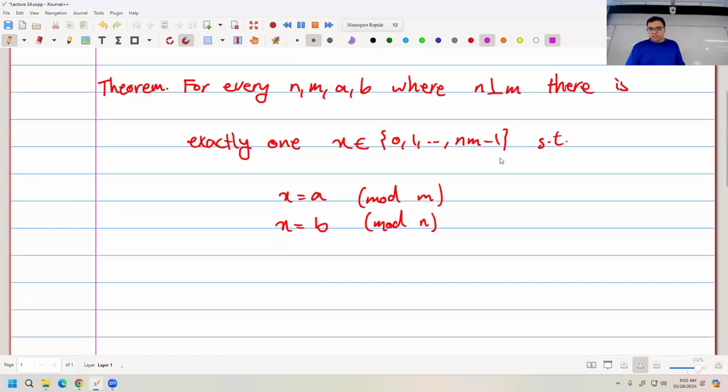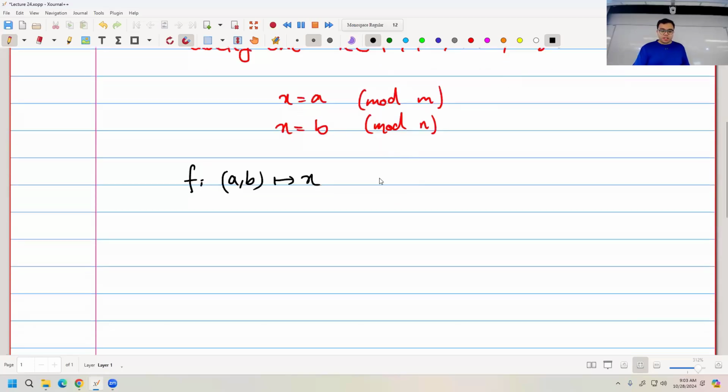Now, here's what I'm going to do. Look, my algorithm is going to take a and b, and it's going to give me an x, right? So I can think of my algorithm as a function. So I have a function f. Let's say this is my algorithm, which basically takes a and b and maps it to the correct x. Okay, but what is this function? What is the type of this function?